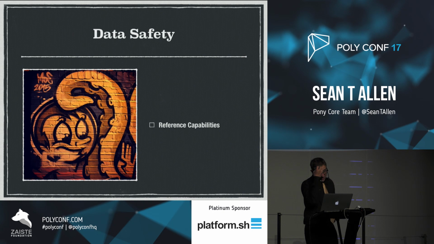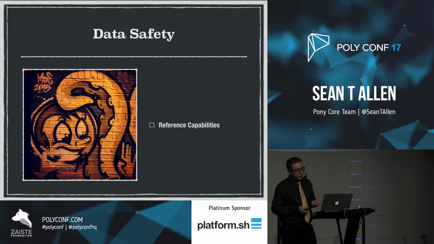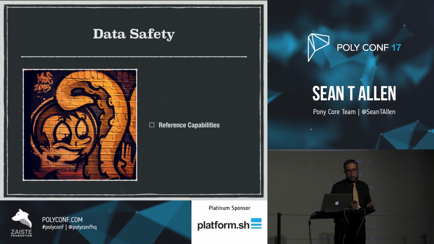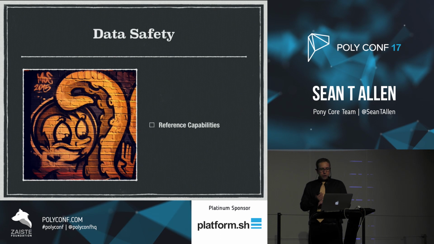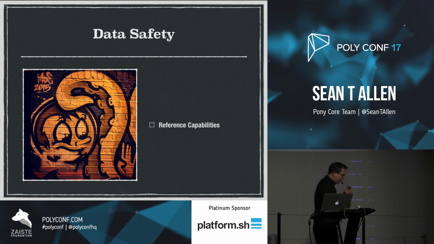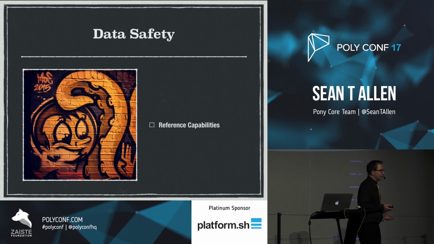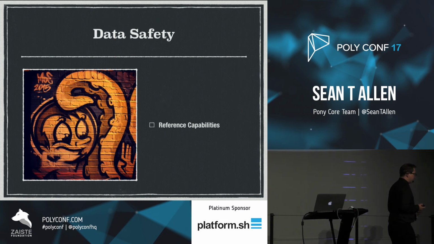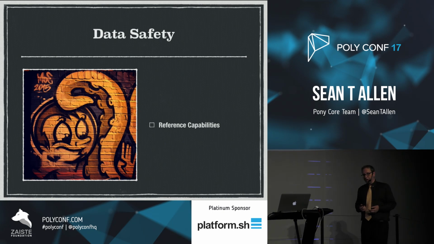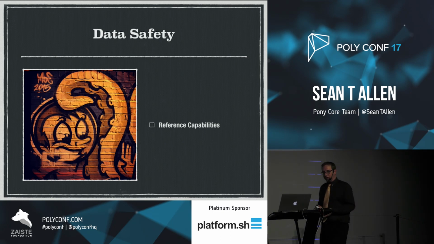The big point is that the reference capabilities allow you to get help from the compiler in order to write code which will run fast and run correctly. So early on when I first started using Pony, I think it was like my second or third month, we were basically at the point where we were still evaluating whether we wanted to use it for our product.